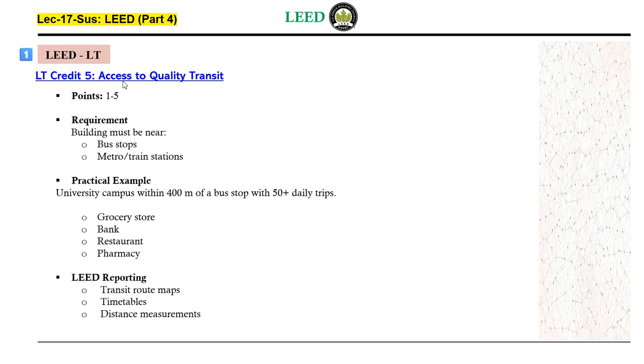For credit number 5, which is access to quality transit, points available are 1 to 5. Requirements are that the building must be near a bus stop, metro, or train station. A practical example is a university campus within 400 meters of a bus stop with 50 plus daily trips, which also has facilities like a grocery store, bank, restaurant, and pharmacy. LEED reporting needed for this is transit route maps, timetables, and distance measurements.